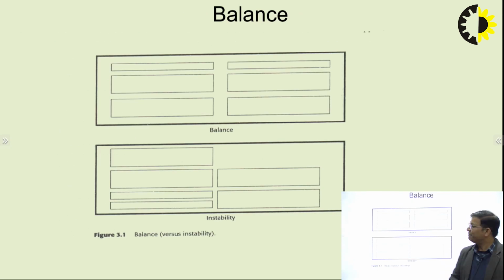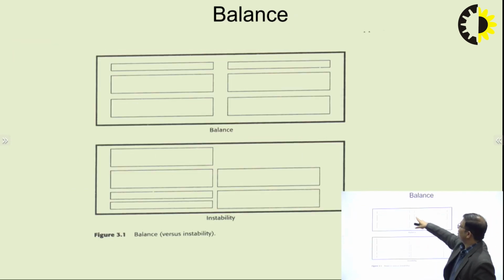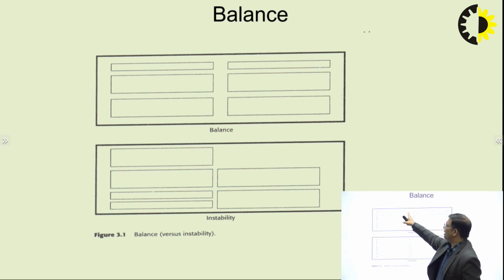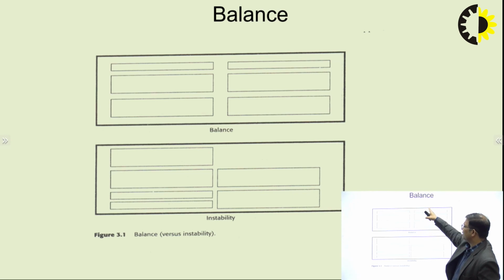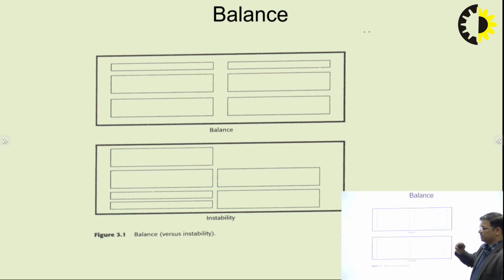What does balance mean? If we look at this particular screen design, this is a text box, this is a text box, this is also a text box. On the left hand side there are three text boxes, and on the right hand side also three text boxes, and all are balanced. The height, the width, the length, everything is the same on the left and right. But in the next one, this is instability. There are a few text boxes, but the first text box is on the left hand side, and on the right hand side there is no text box. Whether it is good or not, I think this is not good.